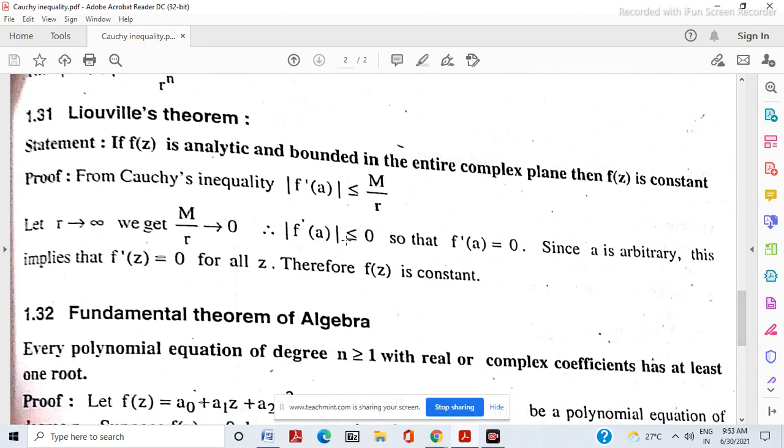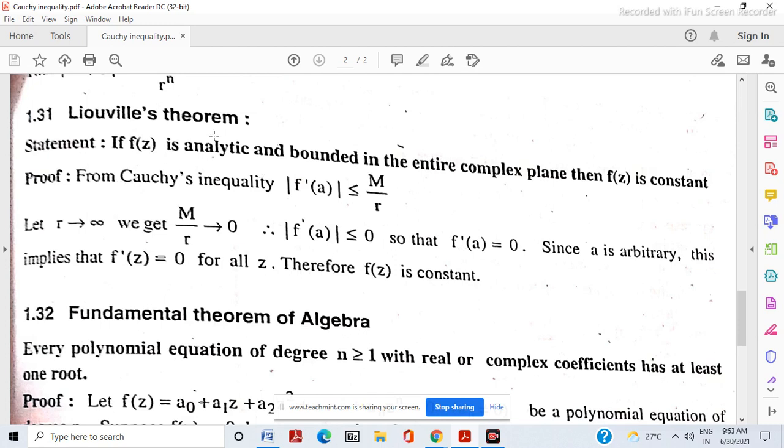Call me immediately, because I am not seeing the message. Messages keep coming continuously, so I just called you, ma'am, but your phone was busy. Busy? I don't know, it's not busy. Okay, okay. Then I will explain that Liouville's theorem, and then one more theorem only.